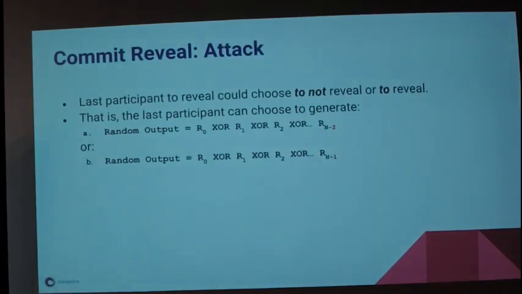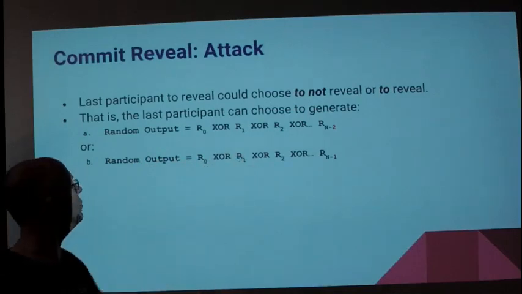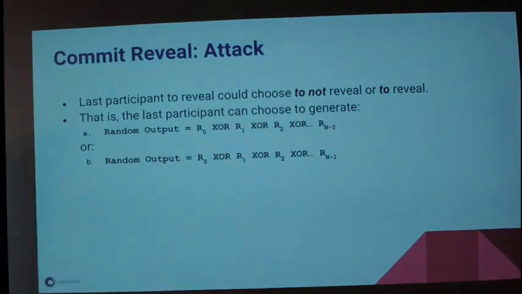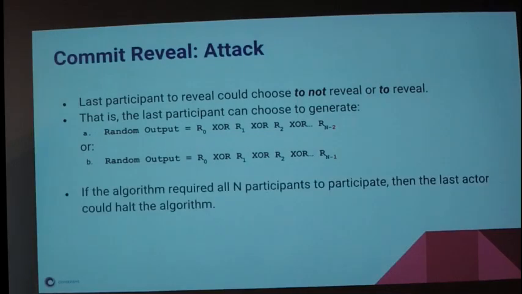So if you're an attacker, and you're the last actor, you watch all of those other ones come by, so R0 to Rn-2, and then you look at the output, and you say, well, do I prefer that output value, or the output value that you would have if I put my value in? You've suddenly got a choice, and you're the only one with that choice. No one else has got that choice because everyone else has already put in their real value. So if you require all of the participants to participate, then you could halt the algorithm.